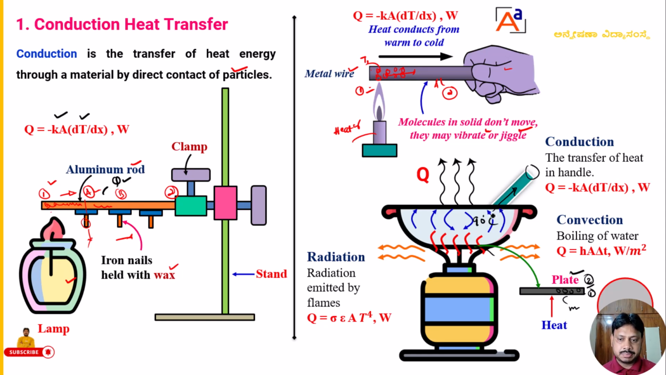Heat is transferred from this point to this point in a solid metal spoon. If the heat transfer takes place in a solid metal spoon, that type of heat transfer can be called conduction heat transfer. That conduction heat transfer can be calculated with the help of this equation. This is conduction heat transfer, dear students. This is a live example you can feel.